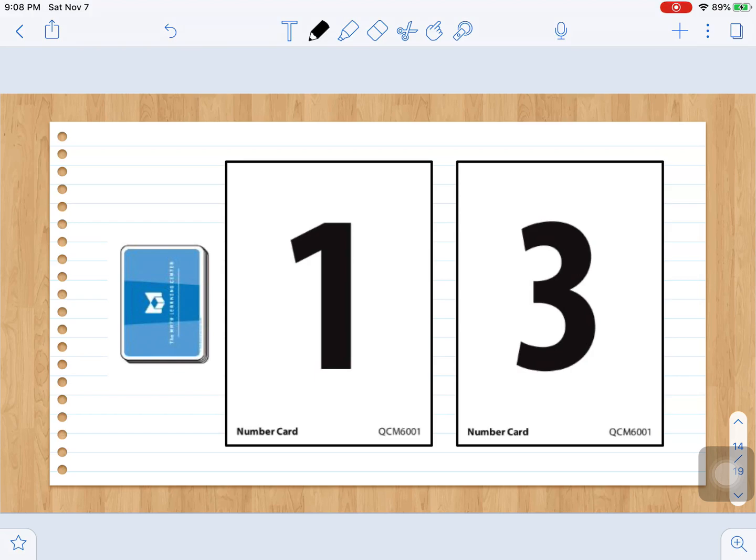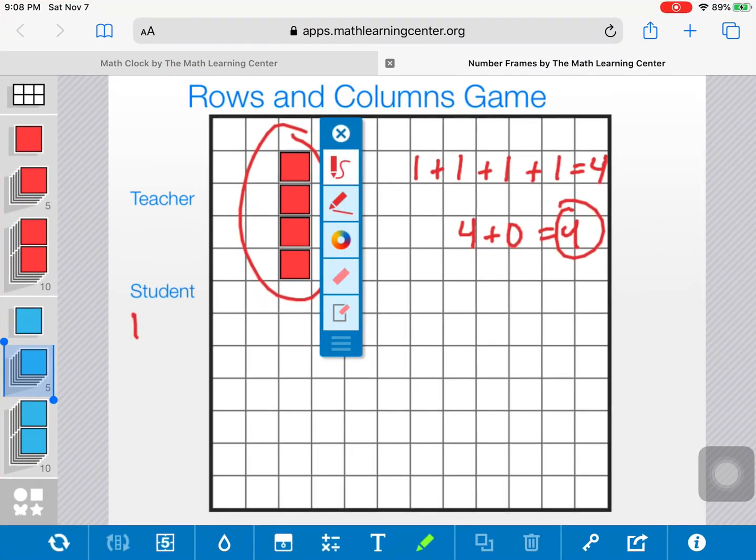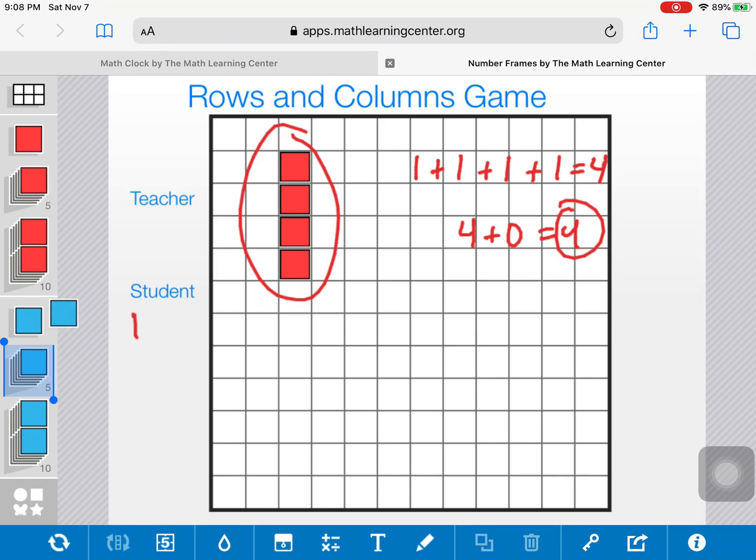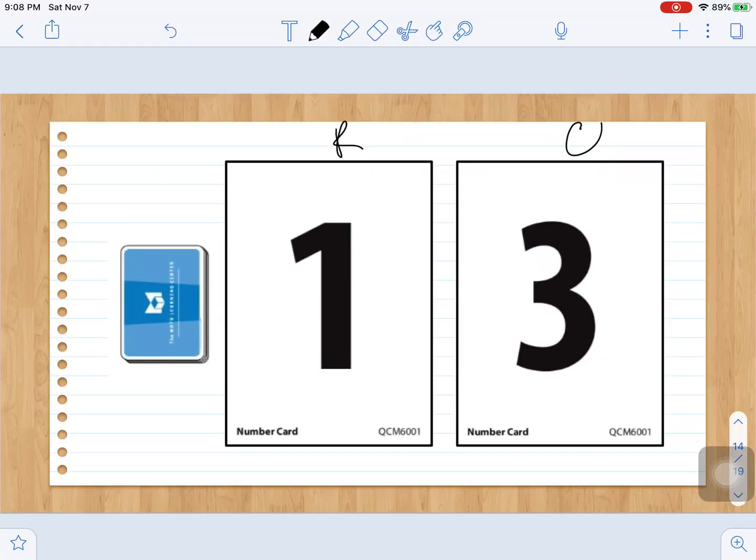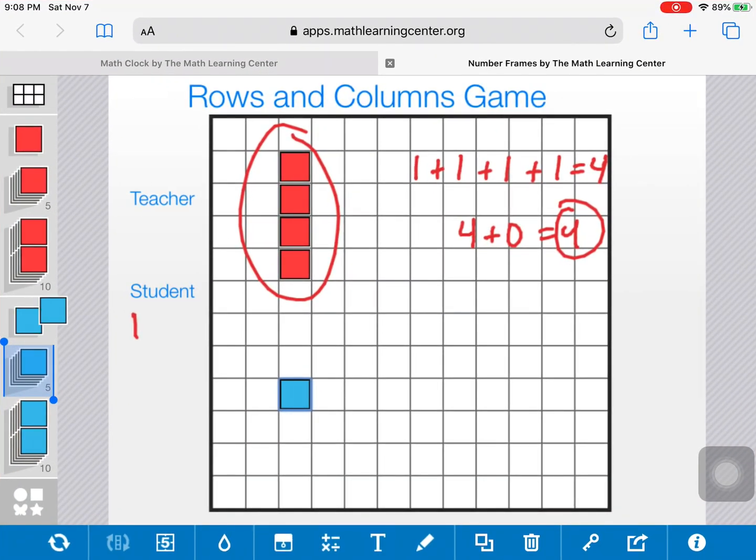You picked out cards 1 and 3, so you have 1 row and 3 columns. All right, so if you have 1 row, how many tiles are you going to add first? Good, you're just going to go ahead and add 1 tile for 1 row, and you have 3 columns, so you're going to add 2 more. 1 and 2.